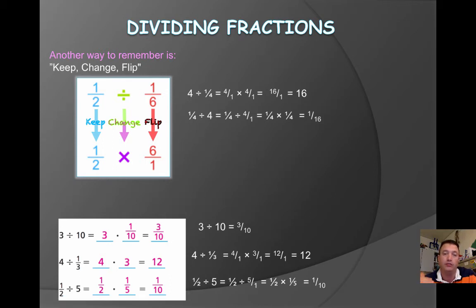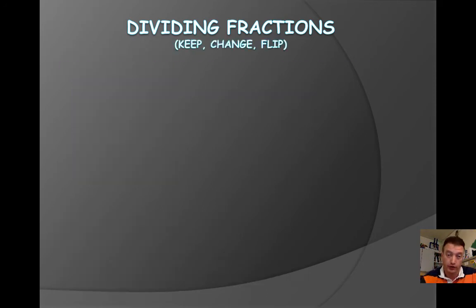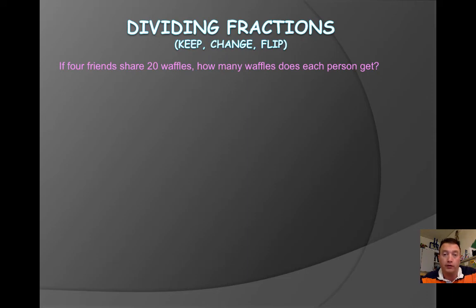Keep, change, flip. Keep the first number exactly as it is, whether it's a whole number or a fraction. If it is a whole number, you're going to want to remember to put a 1 underneath it so you can multiply straight across. All right, so let's take a look at this for our waffle example. If 4 friends share 20 waffles, how many waffles does each person get? Well, that would be 20 divided by 4. Pretty straightforward. That's going to be 5.